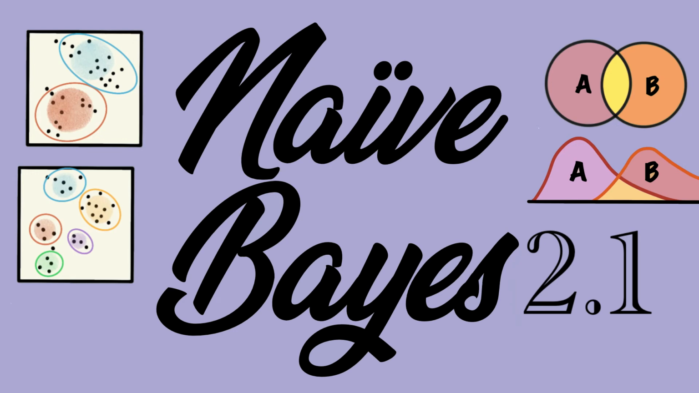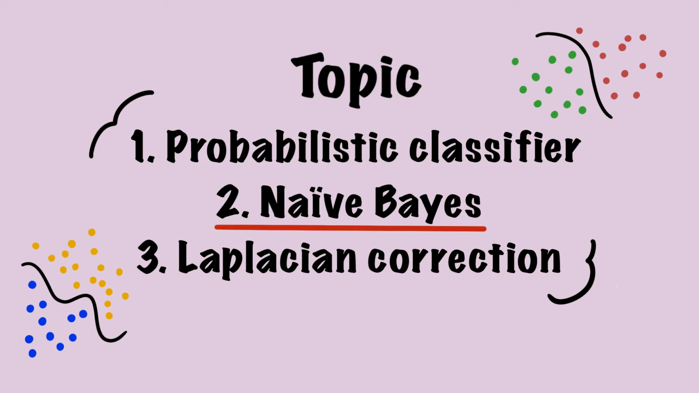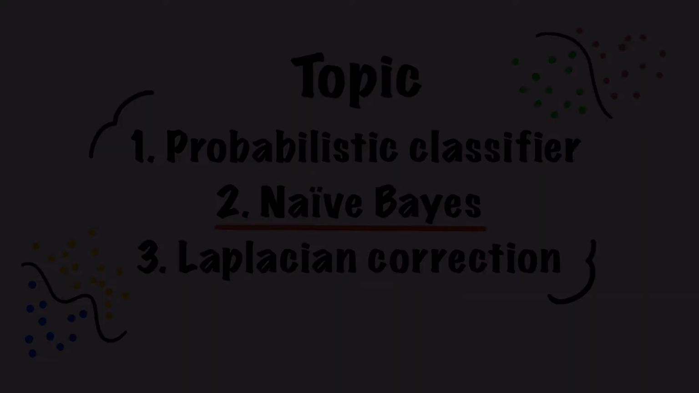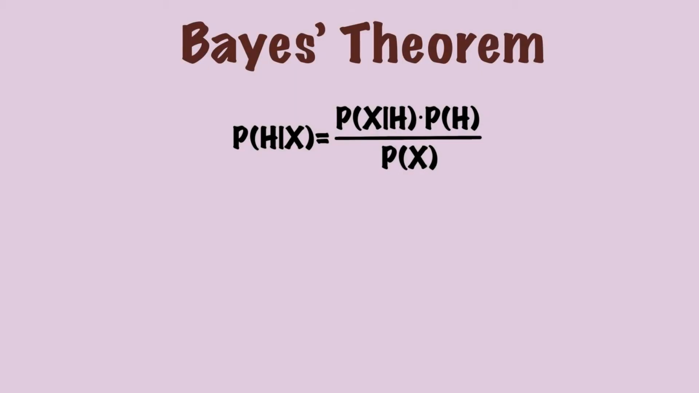Hey guys, today's video is about naive Bayes. We've discussed the probabilistic classifier and basic probability theory in the last video, so we'll focus on naive Bayes today. To begin with, Bayes' theorem is the foundation of the naive Bayes classifier. We'll quickly go through the formula, but don't worry, we won't go deep into how the formula is derived.